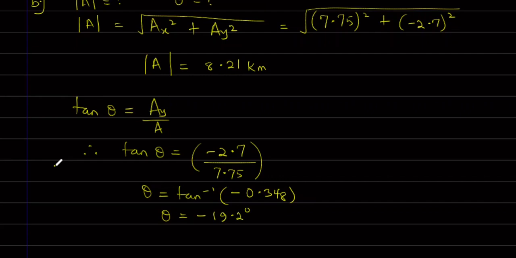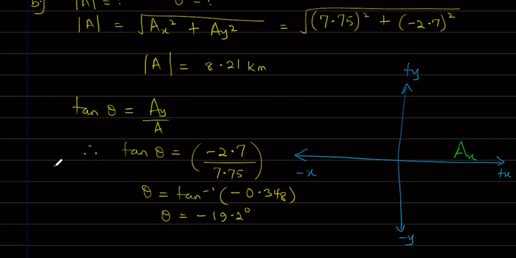Theta becomes negative 19.2 degrees. So for us to be able to get the original direction of the vector, we have to draw our coordinate system. So we have the positive y-axis, the positive x-axis, negative y-axis, and negative x-axis. According to what we are given, ax is positive. That means our ax is located along the positive x-axis. But ay is negative. That means we have ay, that's minus 2.7, along this side. That means our resultant vector A is along this side, in the fourth quadrant.